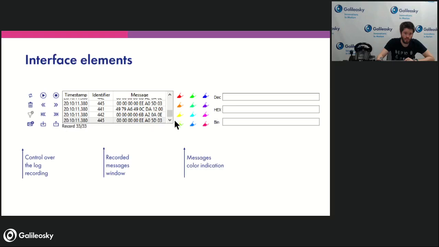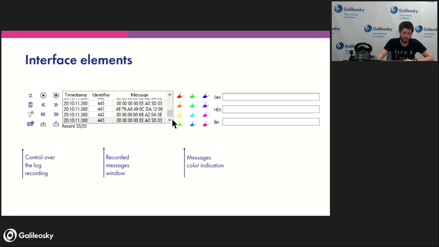This is the window with the recorded messages. It shows all the messages recorded with the identifier and the timestamp of each of them, so at what time each message was recorded, in case you want to remember at what time you were testing which part of the CAN bus.